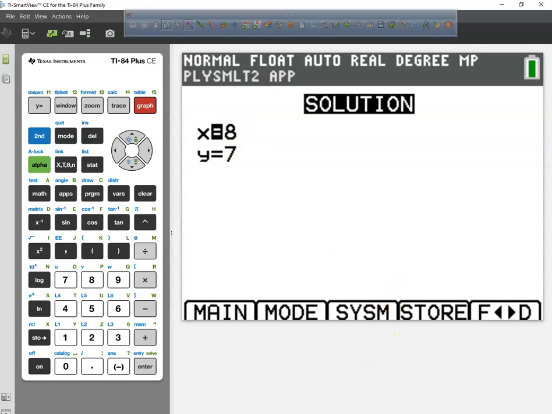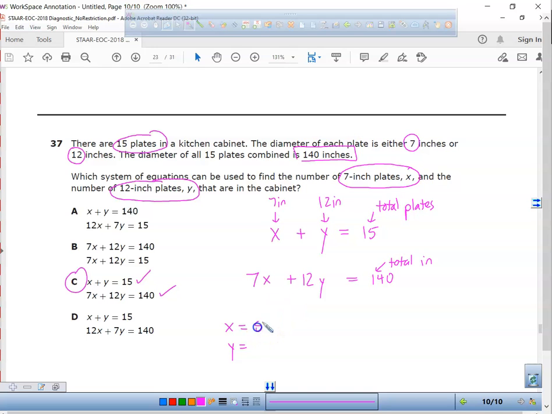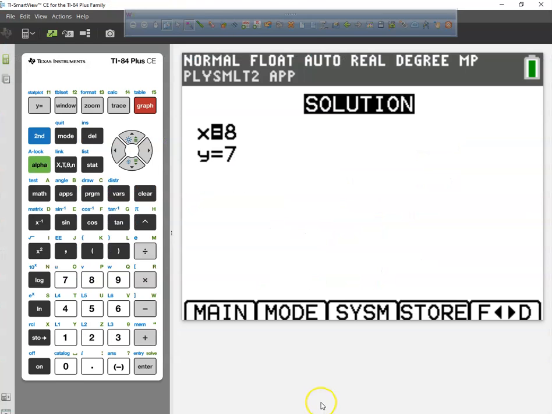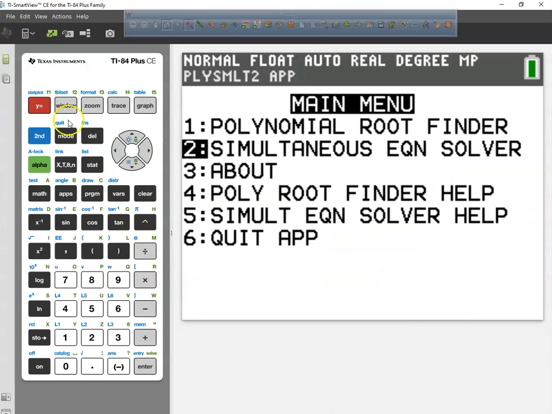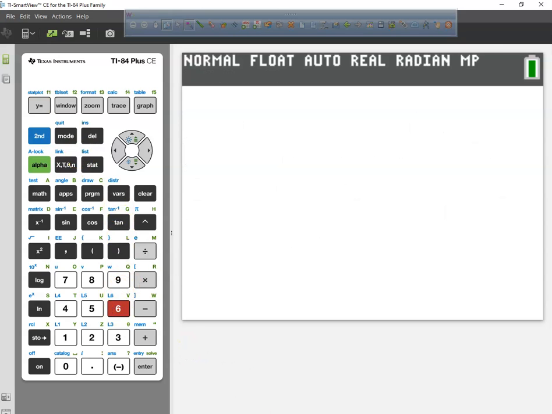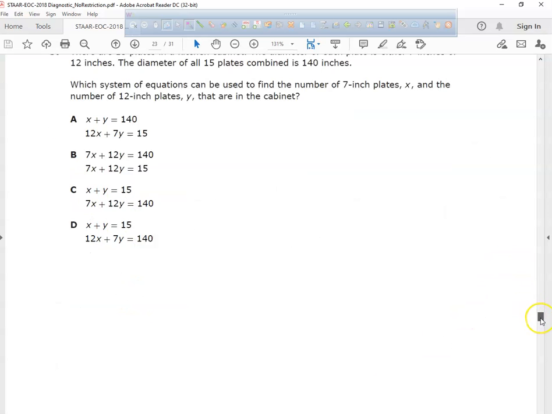All right. So I'm just trying to make it easy for you guys. We got 8 and 7. That would be the answer. That's how many 7-inch plates there are. That's how many 12-inch plates there are. So you just got to make sure you guys know how to go to the simultaneous equation solver. Okay. Sweet. Done with that one. But you didn't have to solve it. You just had to set it up.